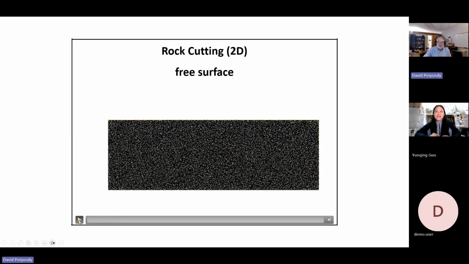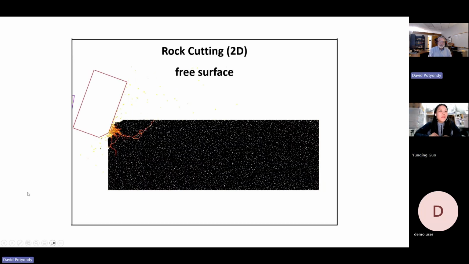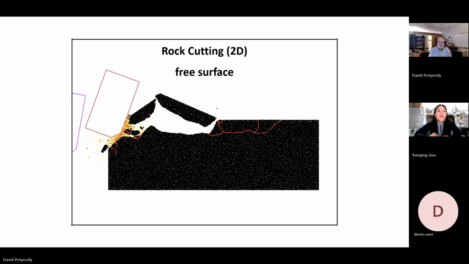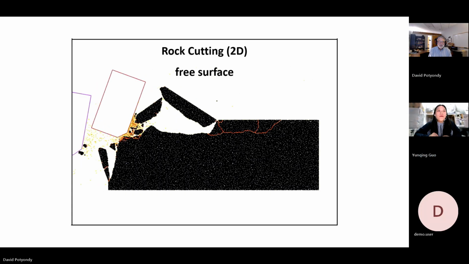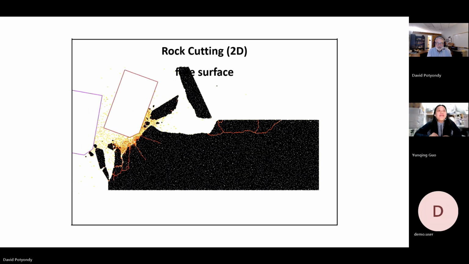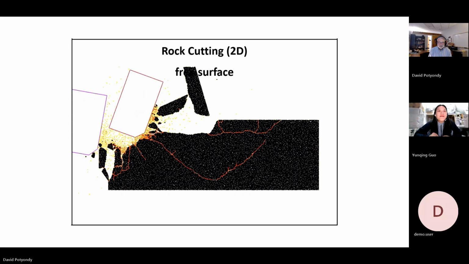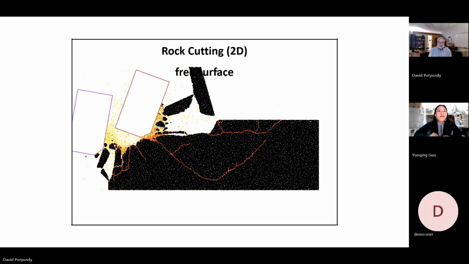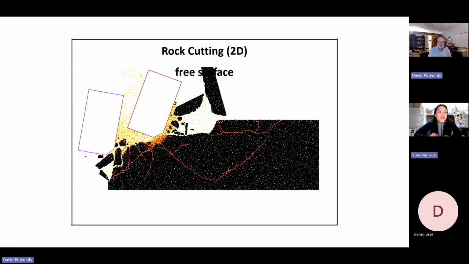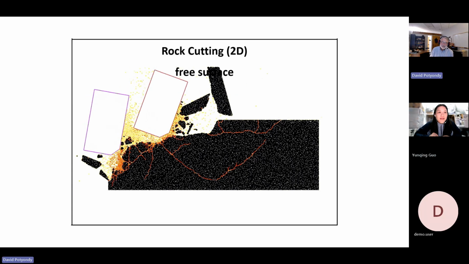So are you ready? Here we go. Watch this. Oh, look at this. It's so cool. There's actually two of them. This is more of a typical scenario. One comes at the front, and one comes secondary.